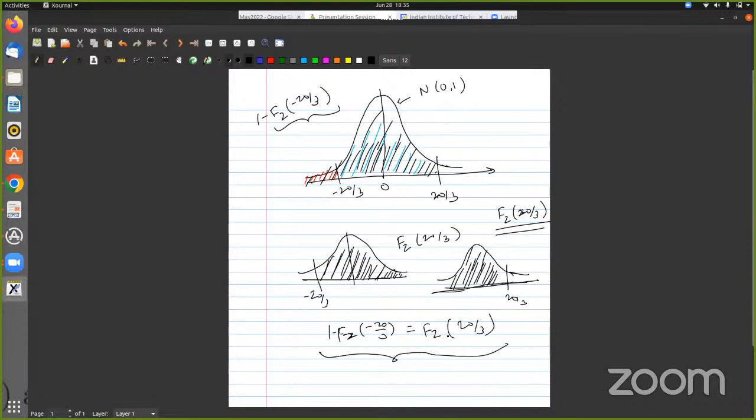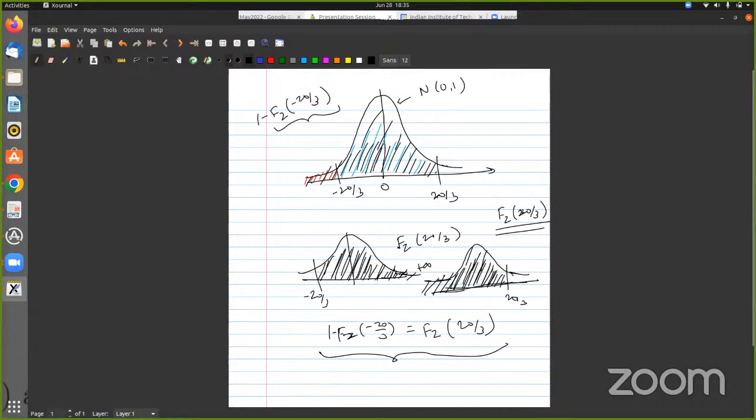Yes. But sir, in case of Fz of 20 by 3, the entire area will come, na? Even the left side, beyond minus 20 by 3 as well will come, na? In this case, Fz of 20 by 3, everything will come, from minus infinity to plus infinity, right? So everything is same, no?